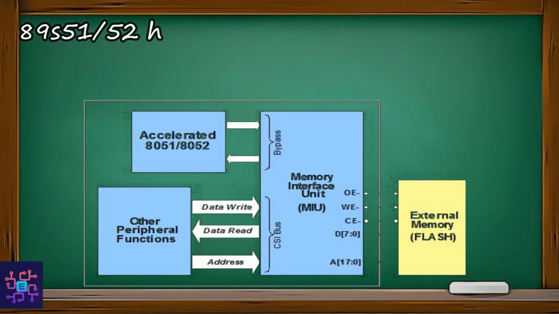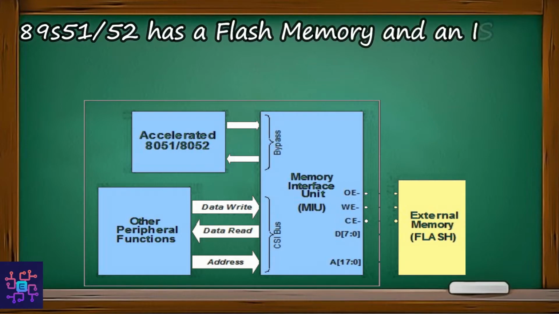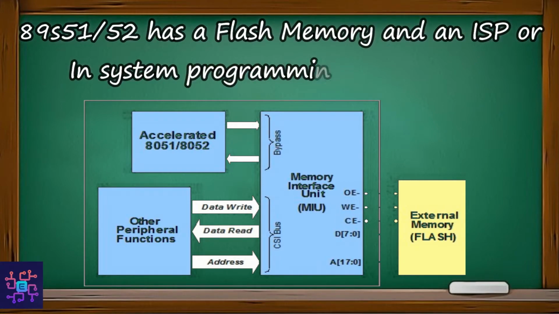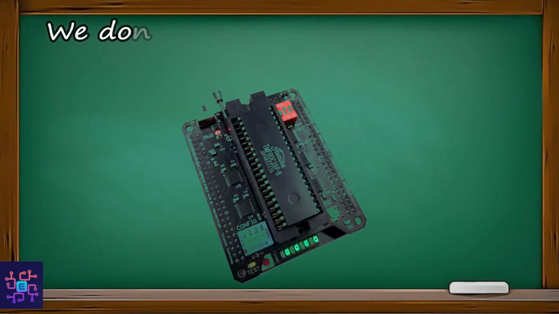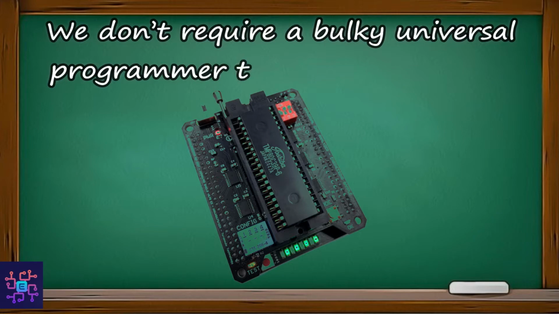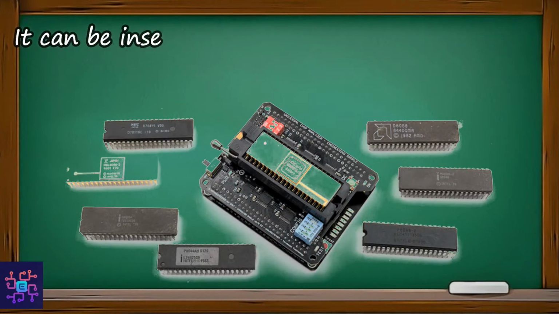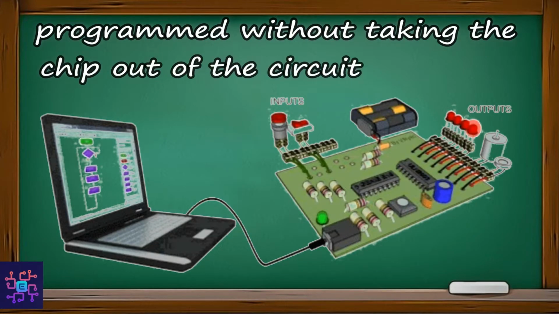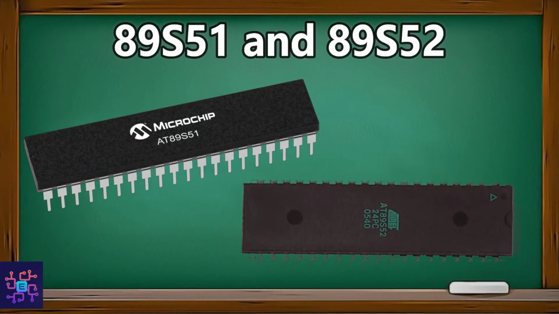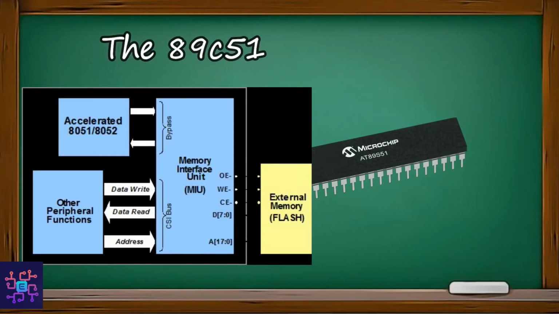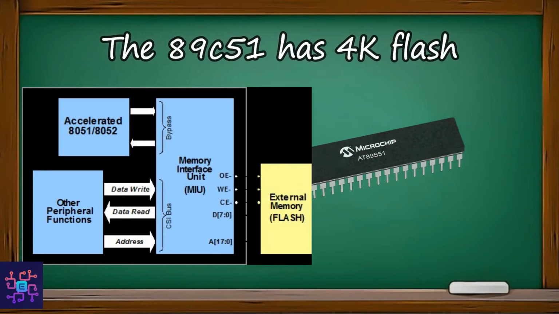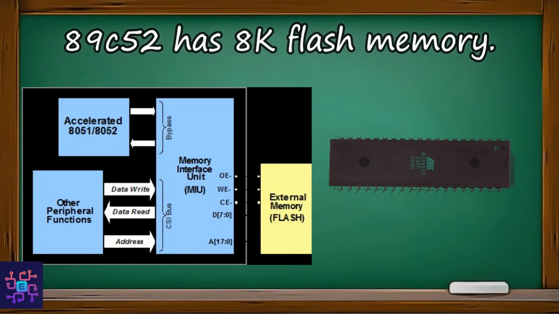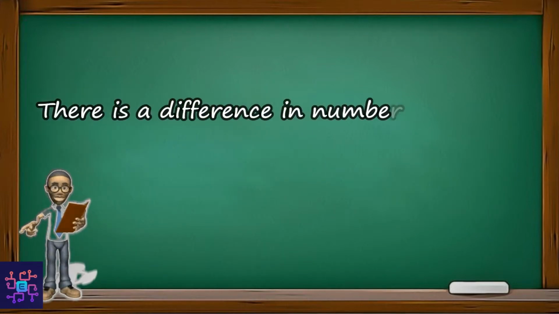The 89S51 or 89S52 has a flash memory and ISP, or in-system programming, functionality. We don't require a bulky universal programmer to program the chip. It can be inserted into the target embedded system and programmed without taking the chip out of the circuit or system. So this is the advantage of in-system programming functionality that we get in 89S51 and 89S52. Besides that, the 89C51 has 4K flash and 89C52 has 8K flash. Also, there is a difference in the number of timers.